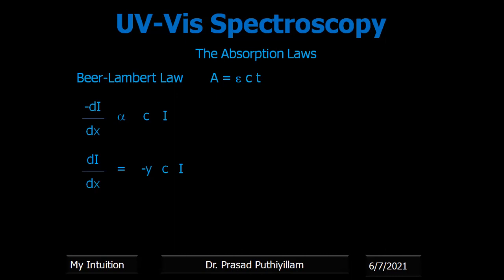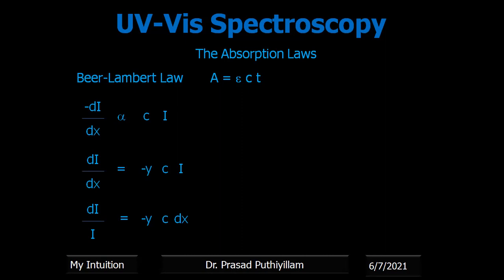Now I want to rearrange it. I want to put I under dI, and dx will go to the right hand side. Therefore, dI by I will be equal to minus y into c into dx. Now we can integrate it. This is only a small layer of that sample medium. We need till the end, that is x equal to 0 to x equal to t, which means we need to integrate it.